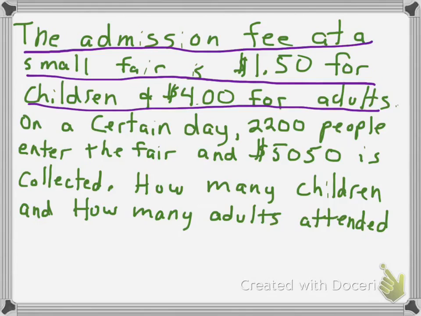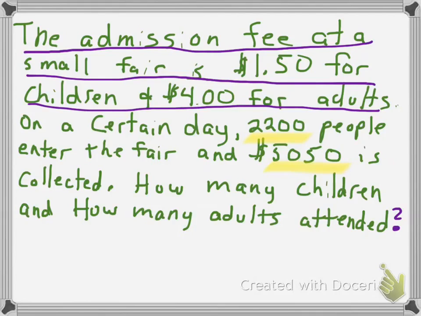Now, on a certain day, 2,200 people enter the fair, and $5,050 is collected. So I'll use a different color here and highlight those pieces. And the question is simply asking how many children and how many adults attended. That is our question. That's not the number 2, that is a question mark. Pretty ugly. So what we need to do is write some equations here.